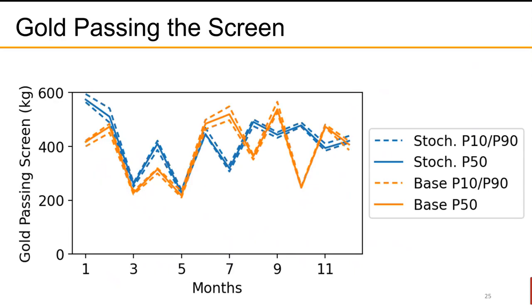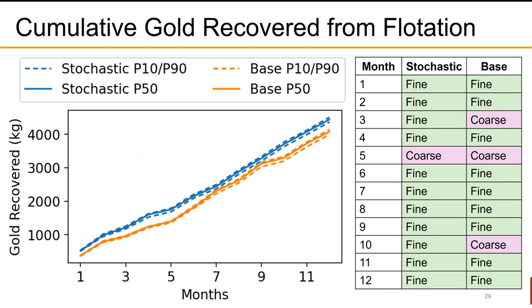Here we can see the gold passing on the screen. This is fluctuating quite a bit more, and that's because of those different screen aperture size choices that have been made. Those really impact the amount of gold that's going to be passing. And again, we can see they're fairly similar, fluctuating quite a bit. We can't really see again which one is better. So let's keep looking. And now we can see the amount of gold recovered.